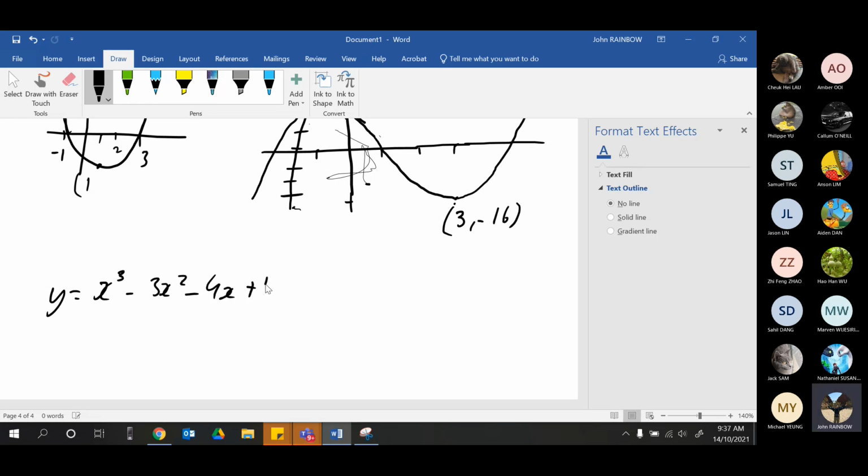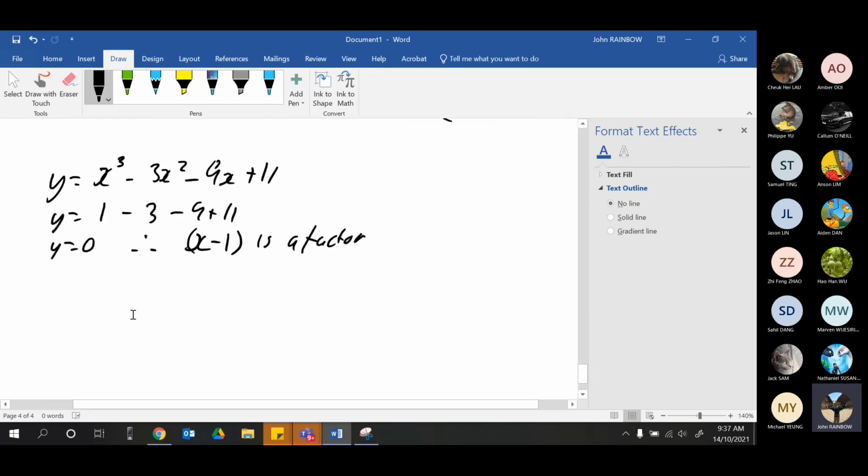And this is where you'll be bringing it all together in these later chapters. So I know if I substitute in 1, that equals 0. Therefore, I know that x minus 1 is a factor. Then you can do long division, you can do your box, or you can do it by inspection. I'm going to just do it by inspection.